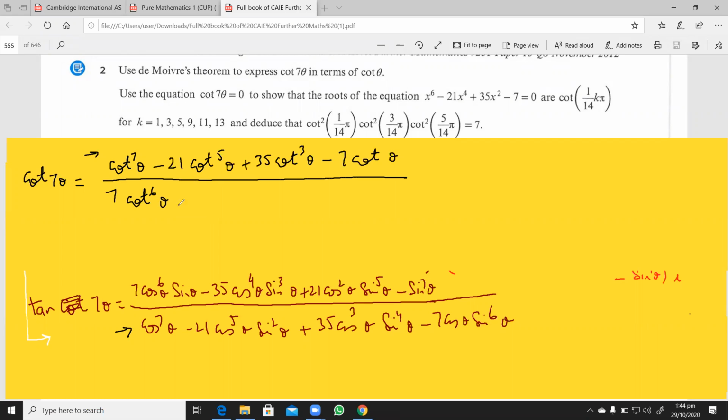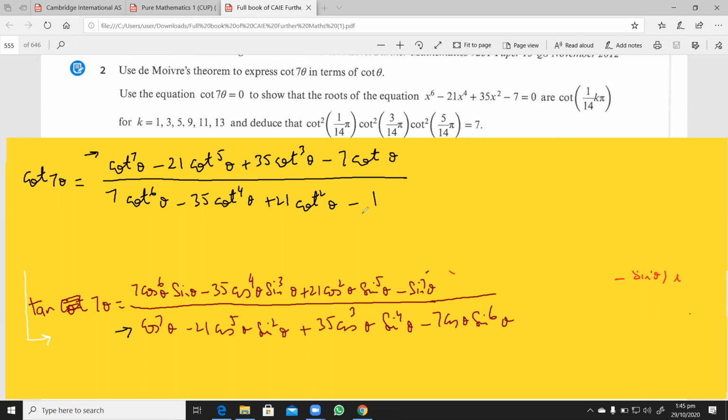And then you have minus 35 cotangent raised to power 4 theta plus 21 cotangent square theta. And then you have minus 1. We have minus 1 over here. Okay, so that is how the first part is done, where you were writing the cotangent 7 theta in terms of cotangent theta.